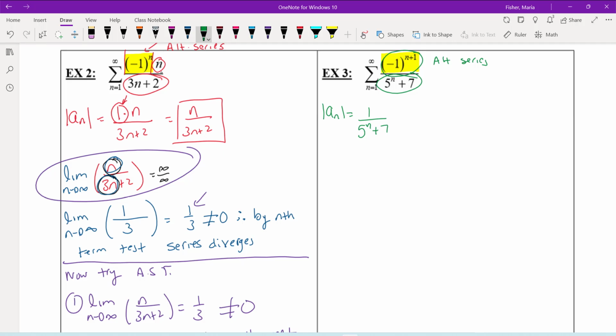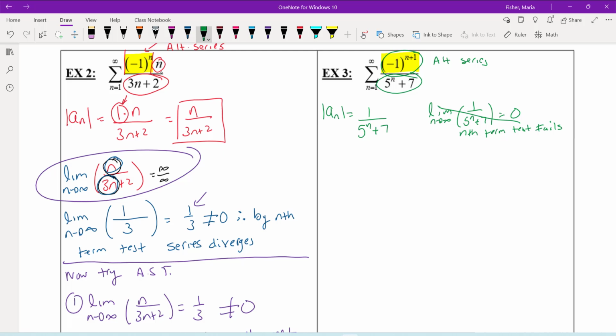Well, that is not a known series, so we could try the nth term test, but the problem here with the nth term test is that we'd have the limit as n goes to infinity of 1 over 5 to the n plus 7, and that's just going to be 1 over infinity, which is equal to 0, which means my nth term test fails. So I can't use the nth term test. Well, now we have to find a different test to use to figure out if this converges or diverges. Our options now are the integral test, the direct comparison test, or the limit comparison test.